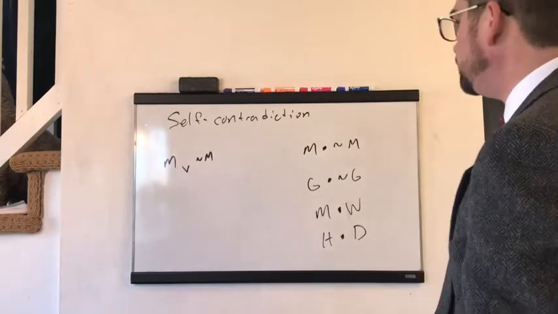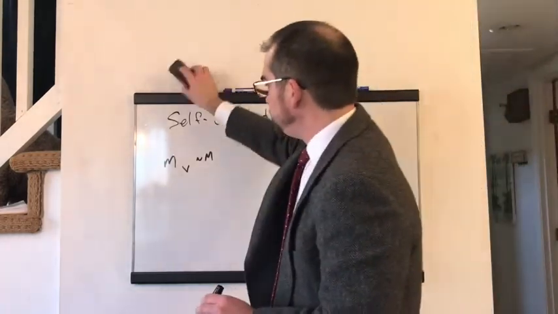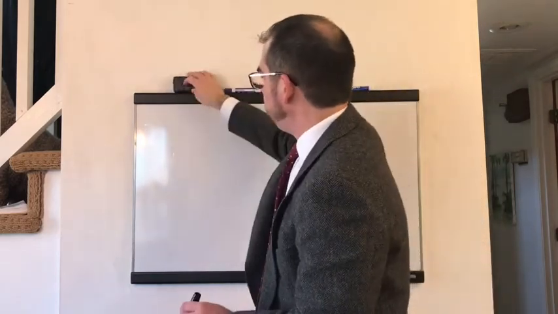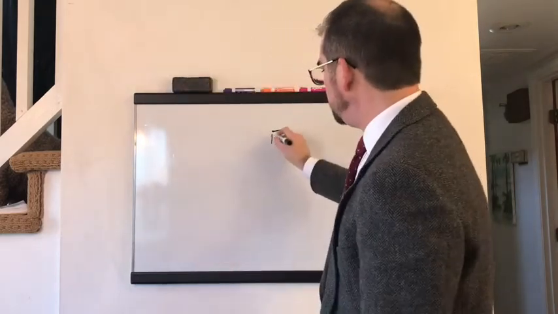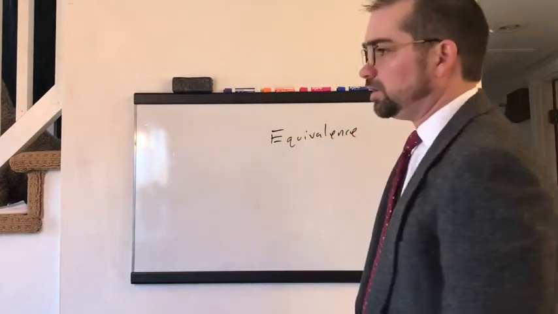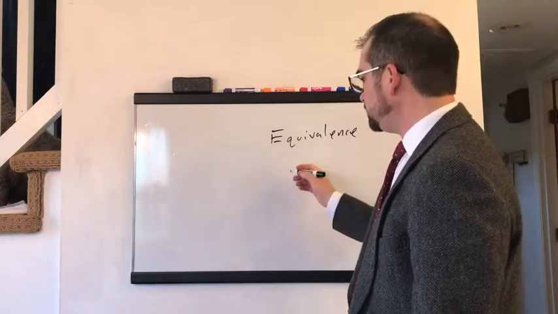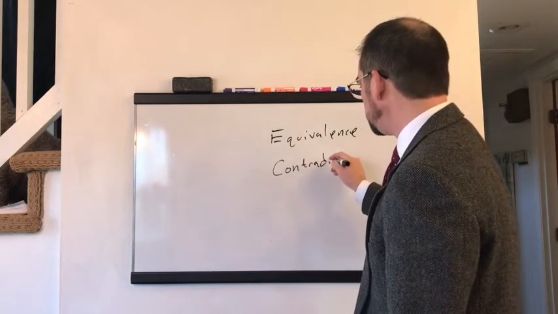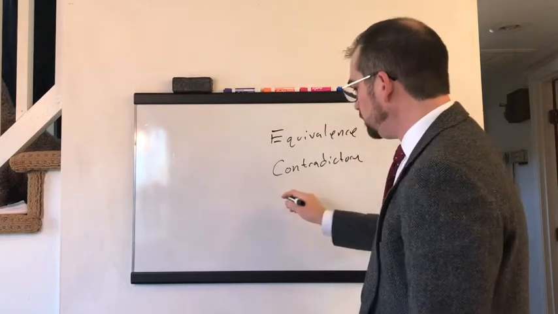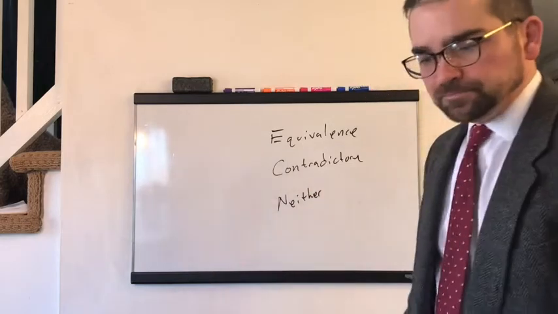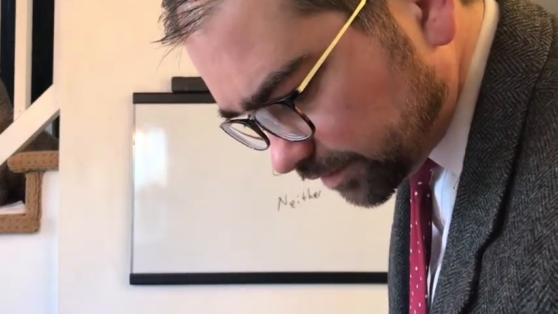So there's three relationships that you could have when we think of this. You could have equivalence. Okay, so two arguments can be logically equivalent. They can be contradictory, or they can be neither. Okay, there's actually a middle ground with this. And let's see if we have an example of middle ground. I think we do later.